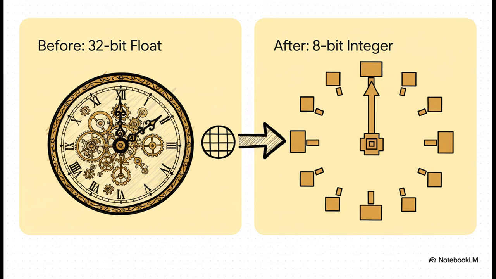So what's actually happening here? Well, these big AI models love to use really, really precise numbers with lots of decimal points. We call them 32-bit floats. Quantization just swaps those out for simple whole numbers, or 8-bit integers. It's a subtle change in the language the AI speaks, but it leads to way faster calculations and big savings on memory.